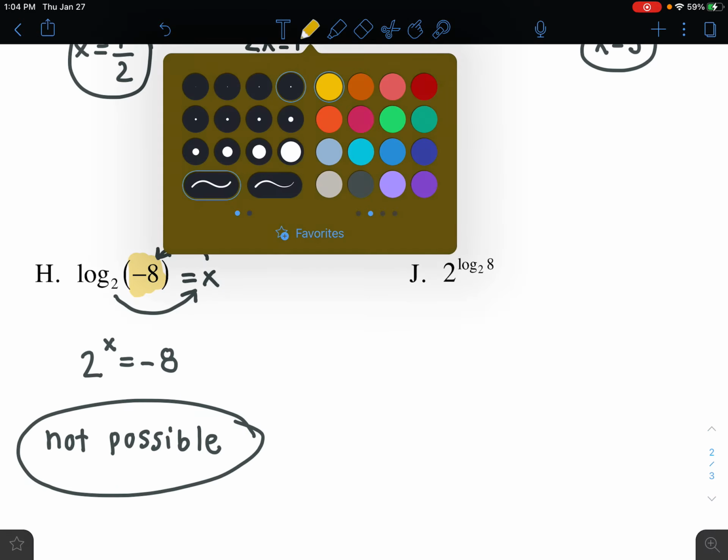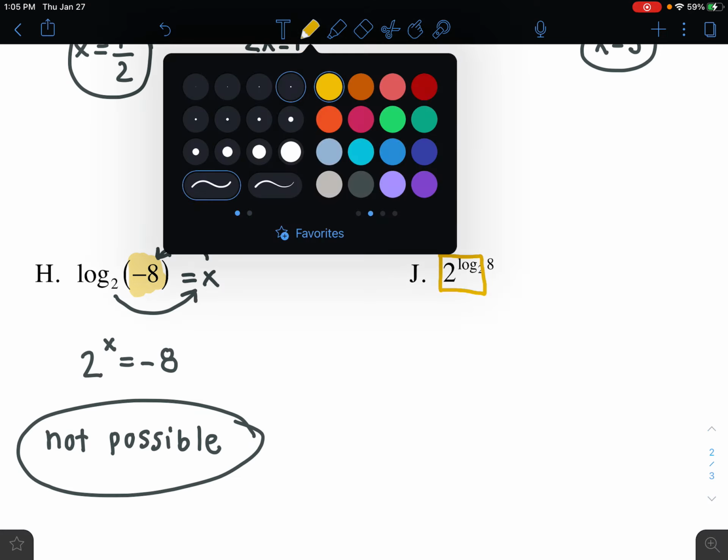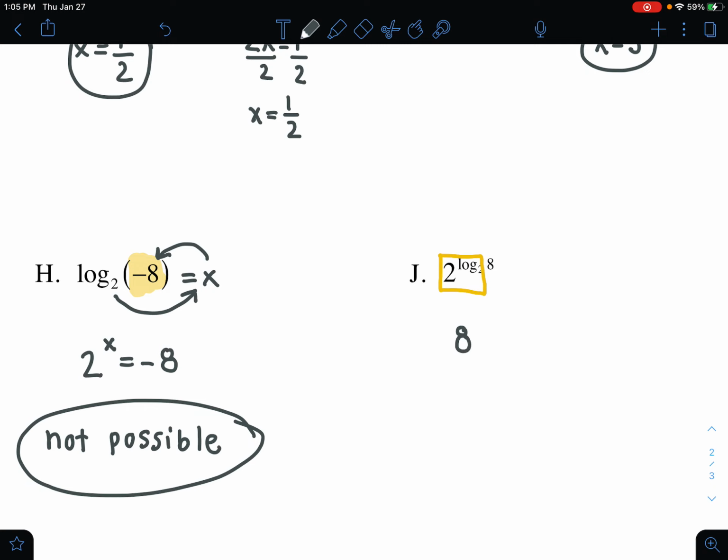All right, for J, we've talked through this one. The base of my exponential and the base of my log match, meaning my answer will be 8. Another way to think about this is if I simplify my exponent, 2 to the 3rd power is equal to 8. So we can replace this with 3, which 2 to the 3rd is 8.